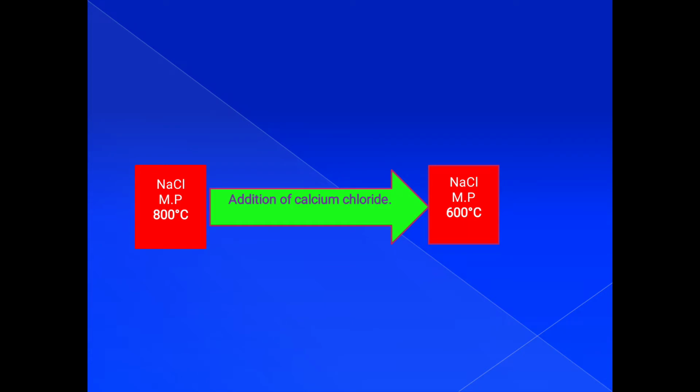As you add sodium chloride in the Downs cell, it is mixed first with calcium chloride. And the reason why we have what we are calling calcium chloride is that calcium chloride lowers the melting temperature of sodium chloride, that is the rock salt, from 800 degrees Celsius to 600 degrees Celsius, which is very economical because the electricity that is required to obtain these temperatures is quite high.